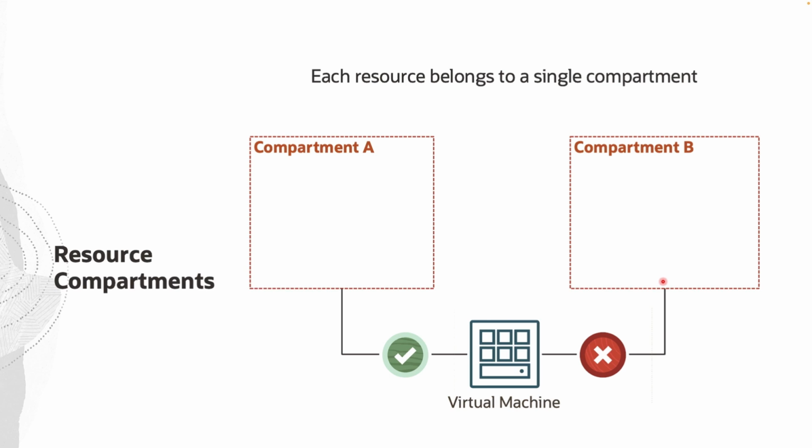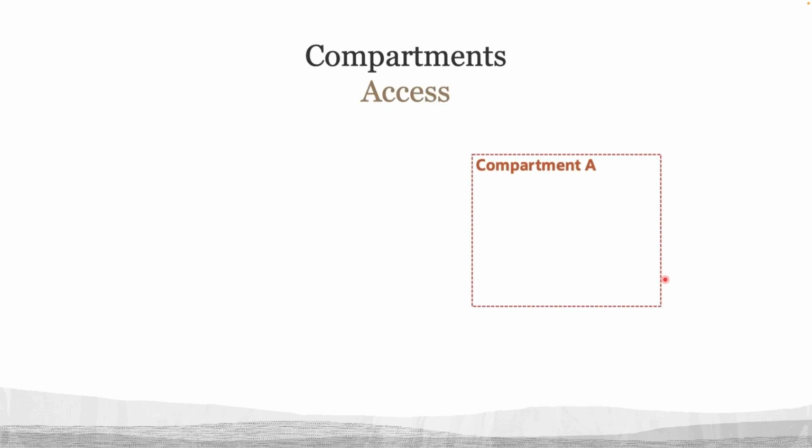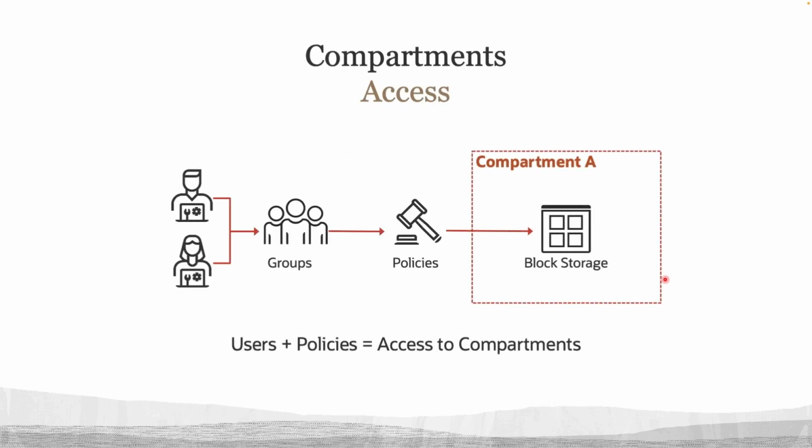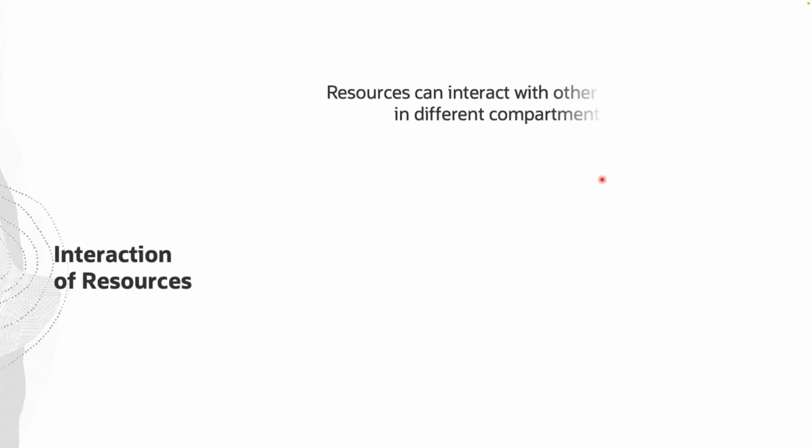Now the second one is about how we control access to the compartment or resources within that compartment. We have seen how we perform authorization for users to access resources, where we have a user belonging to a particular group, and then we write a policy statement. In that policy statement, we specify the tenancy or a particular compartment. That means they can have access to the resources but within that compartment only. Like you can see in this example, we will allow a group to manage block storage but only in the compartment A.